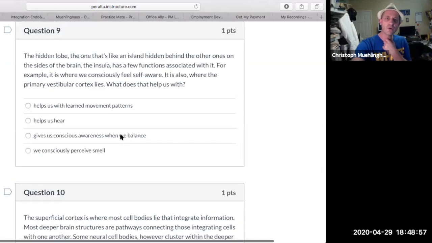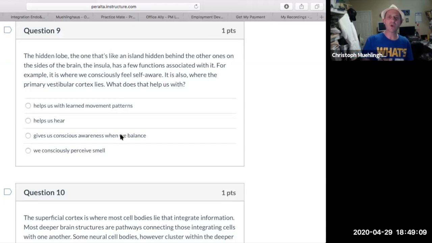All right, number 9, the hidden lobe, the one that's like an island hidden behind the other ones on the side of the brain. The insula has a few functions. For example, it is where we constantly feel self-aware. It is also where the primary vestibular cortex lies. What does that help us with? Melissa?